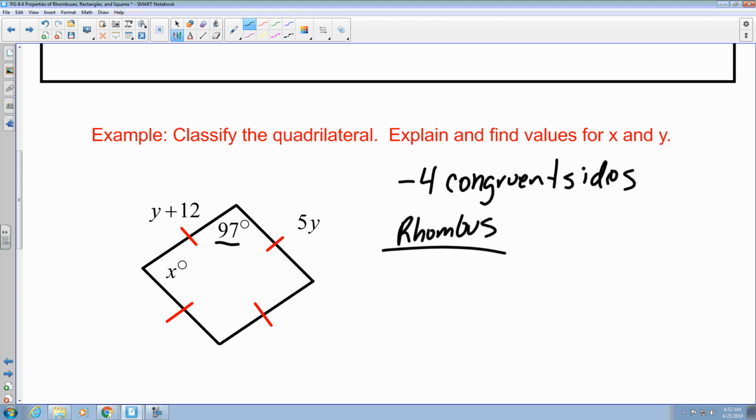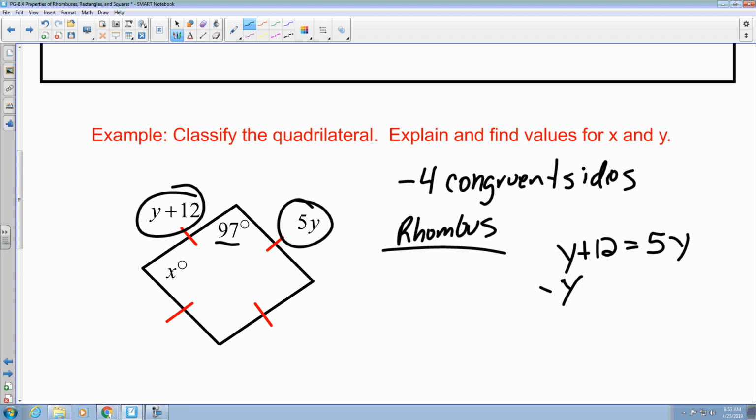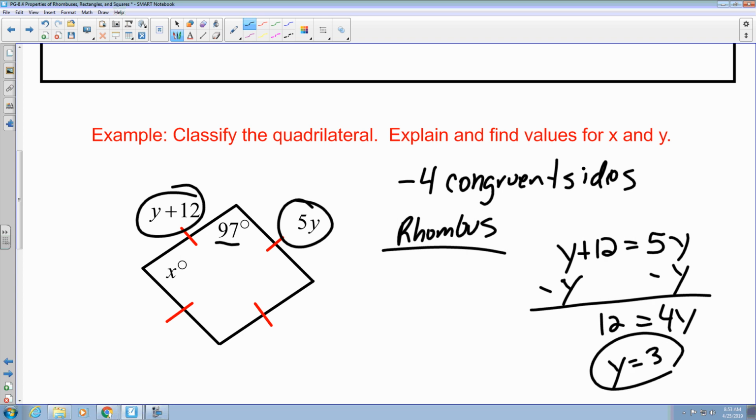My explanation was we have four congruent sides. That's going to be the rhombus. It's the most specific name that we can have. From here, finding the values of x and y. Since this and these two sides will be the same, we can set them equal to each other. So y plus 12 is equal to 5y. I'm going to subtract y from both sides. Now I got 12 equals 4y, divide everything by 4, y will equal 3.